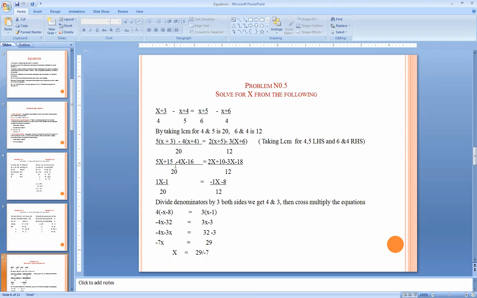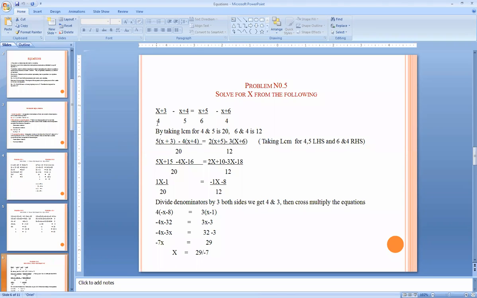Now, be careful here. 4 and 5 are the two numbers in the denominator, but the numerators are x plus 3 and x plus 4, with a minus in between. In the same case, on the right hand side, the numbers in the denominators are 6 and 4, and the numerator values are x plus 5 minus x plus 6.